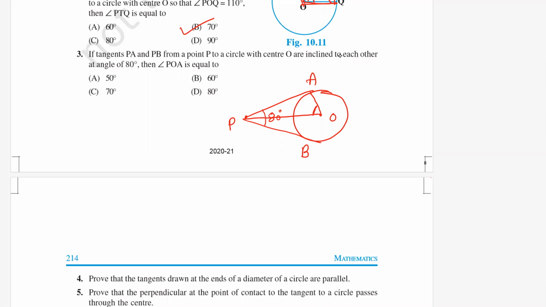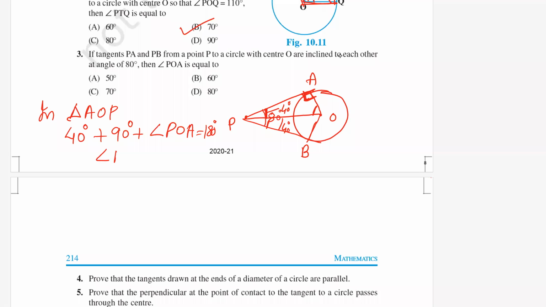Now when we have seen this theorem, we know that this angle and this angle are equal actually by CPCT. So this angle is 40 degree and the other part is also 40 degree. Now we just put angle sum property. In triangle AOP, 40 plus 90 plus angle POA equals to 180, because radius and tangent form 90 degree. So this angle is 90 degree, this angle is 40 degree, and we have to find the third angle. So angle POA will be 180 minus 130, that will be equal to 50 degree. So this will be the correct answer. Is it clear?